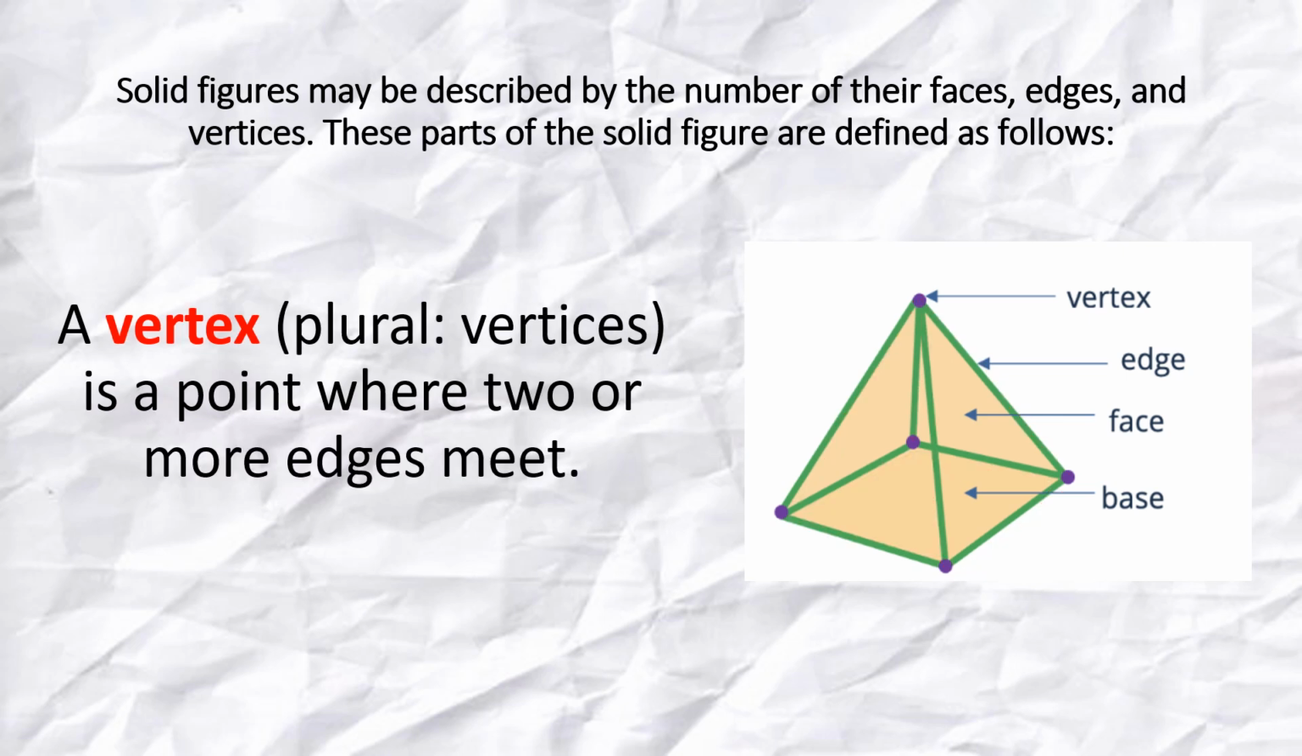Next, a vertex, plural, vertices. It is a point where two or more edges meet. So as you can see here, we have one vertex, 2, 3, 4, and then 5.